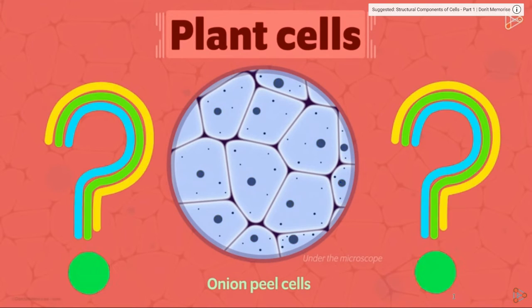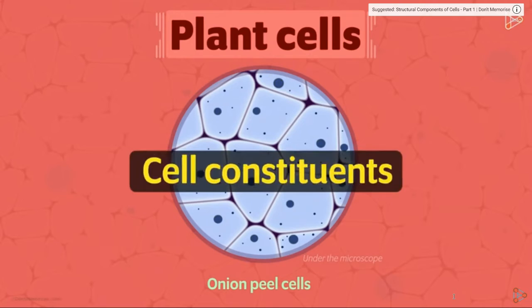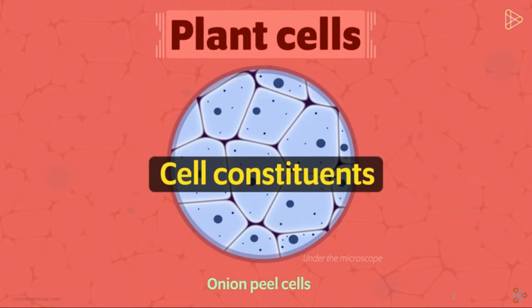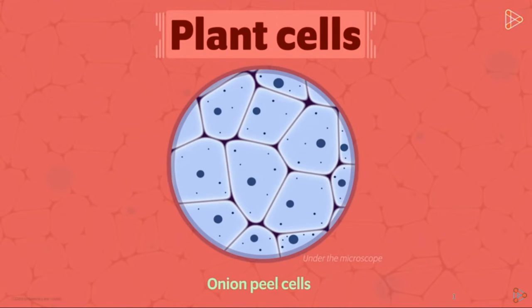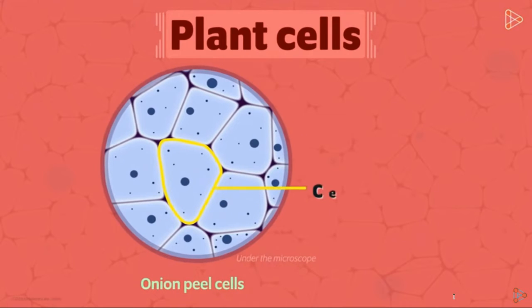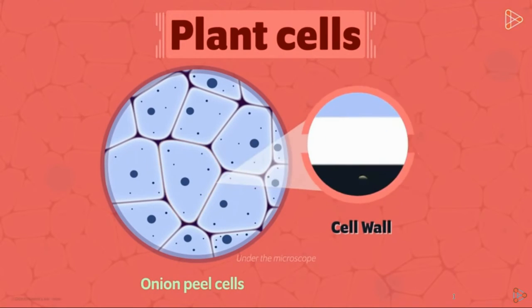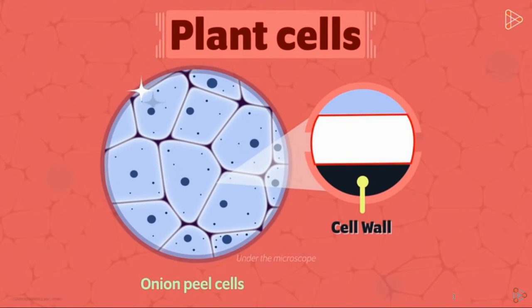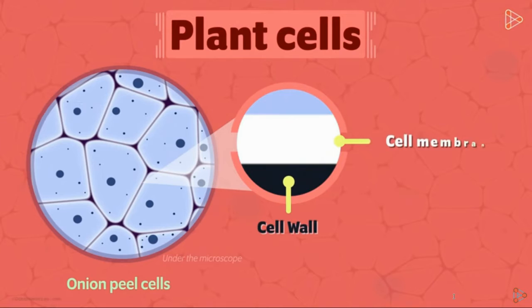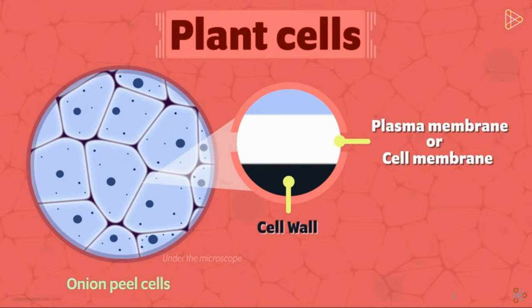Any idea what these things are? Well, these are the cell constituents. Let's get introduced to each. This outer margin seen here is called the cell wall. If we zoom in a bit, we notice that there is another layer in the inner side of this cell wall. This is called the cell membrane. Yes, the outer wall is the cell wall, and the inner layer is called the cell membrane. The cell membrane is also referred to as the plasma membrane. It is porous in nature.